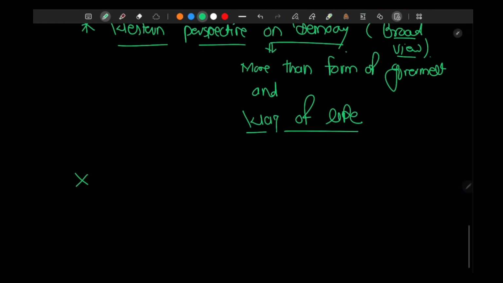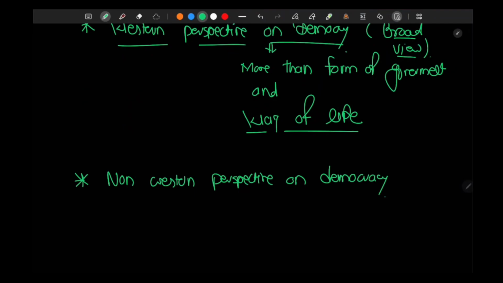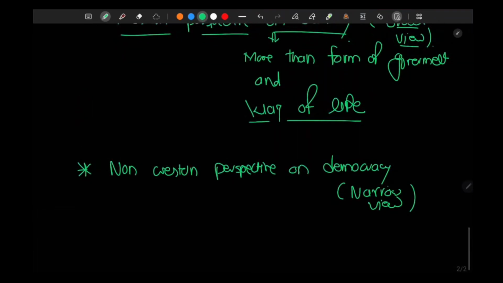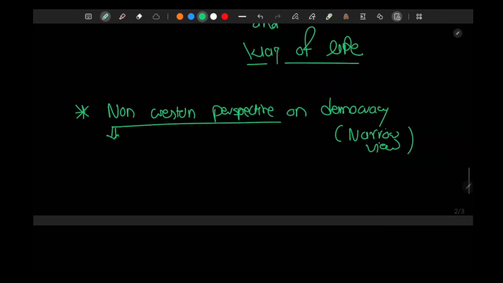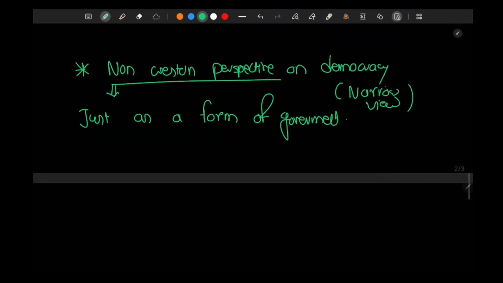Then we have to see the non-Western perspective on democracy. This is the narrow view. The non-Western developing world sees democracy through a narrow lens. They see democracy as just a form of government.